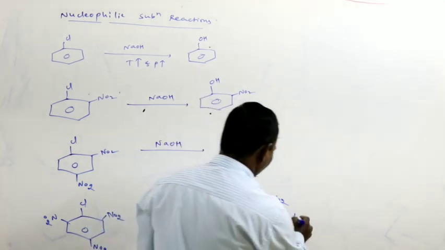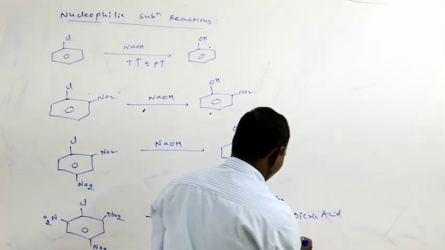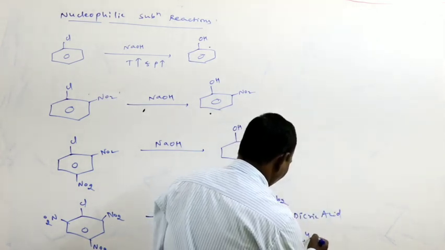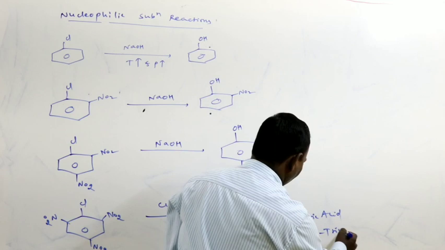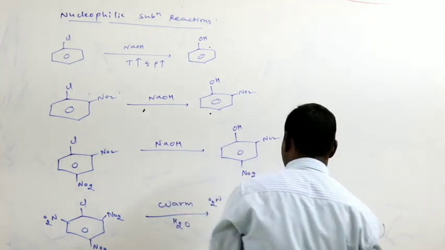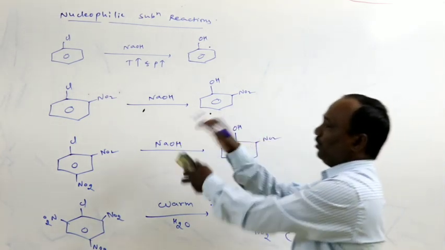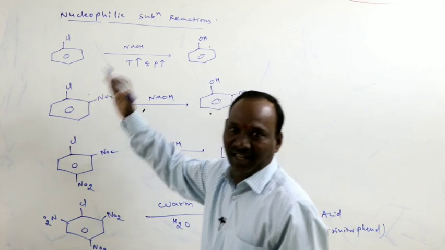This is called picric acid, or it is also called 2,4,6-trinitrophenol. Okay, 2,4,6-trinitrophenol, or picric acid. This is nucleophilic substitution on aryl halides.